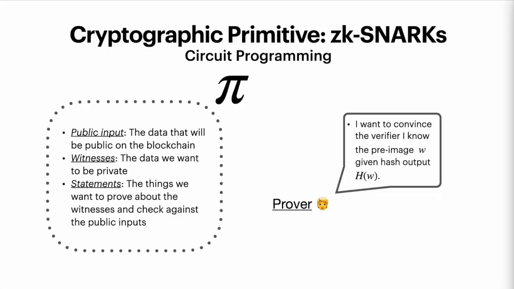An example would be a prover saying, I want to convince the verifier I know the pre-image W given hash output hash of W. So W is the private input, the witness, and then hash output would be the public input in that circuit. And then in the proof statements, we would need to write out how to compute that hash.